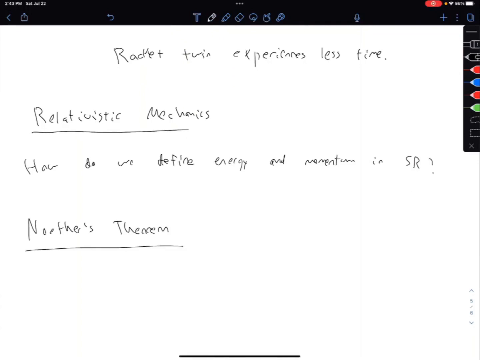Okay, so that's what we're going to talk about now. I just want to know, how many of you have not seen Noether's theorem before? And it's perfectly fine if you haven't.